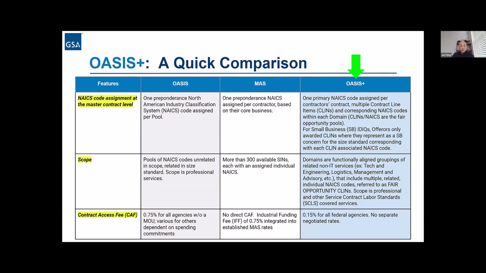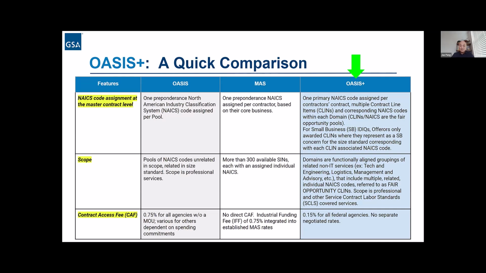And OASIS may have had lots of NAICS associated by pool, but the system and the FAR at the time only allowed one NAICS code to be awarded per contract. Even though there are 21 NAICS codes associated with that pool, all of them have a NAICS code of 541330. Similarly, with a MAS contract, the contractor can only have one NAICS, but that NAICS code is actually assigned based on the core business of that industry partner.